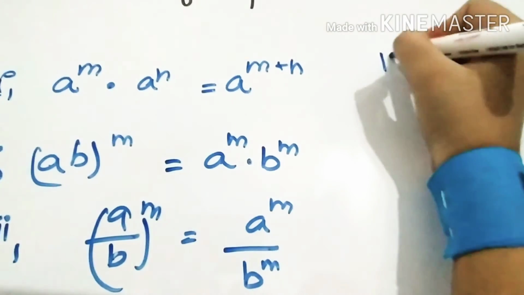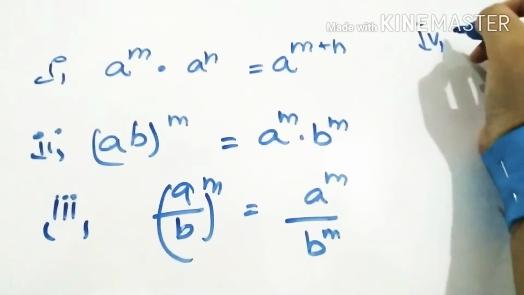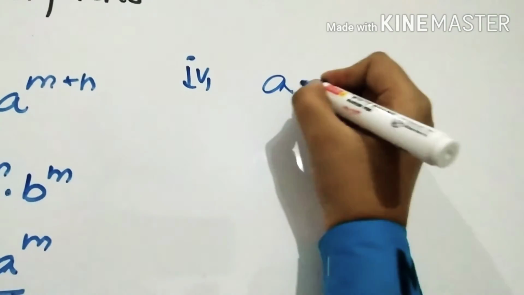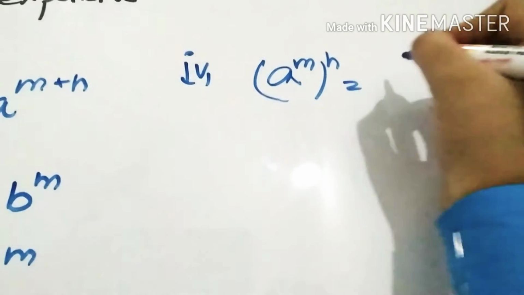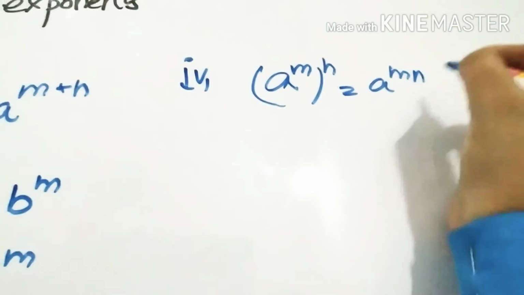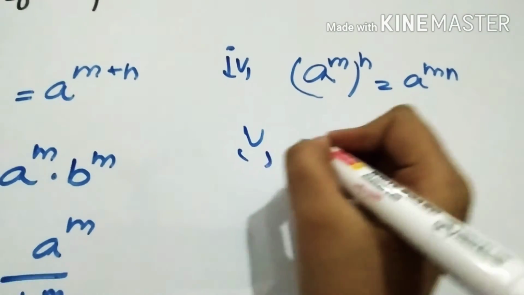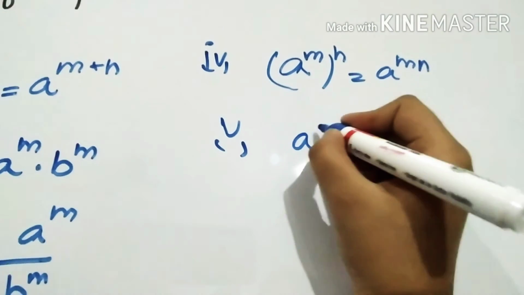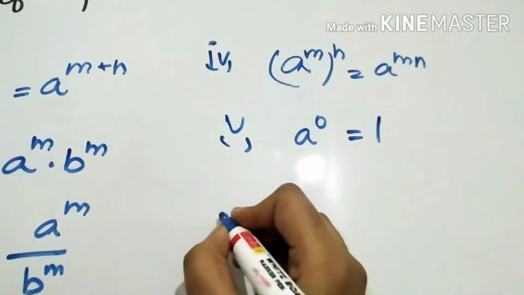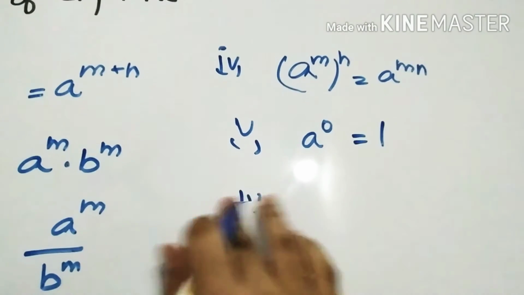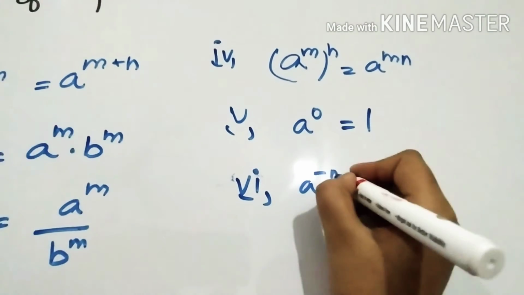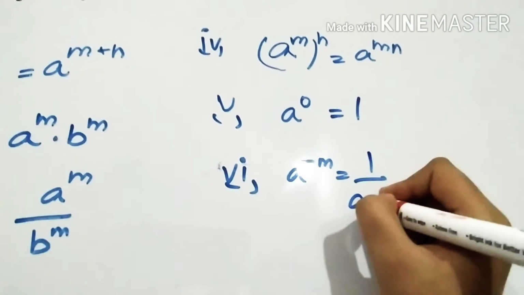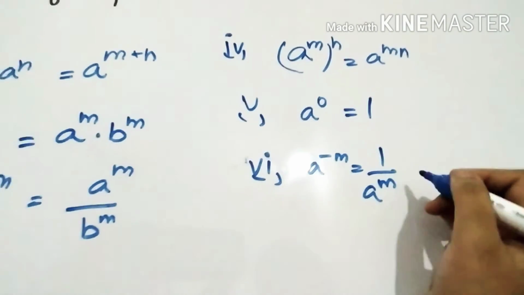Now the fourth one is (a^m)^n is equal to a^(mn). The fifth one is a to the power of 0 is equal to 1, and the sixth one is a^(-n) is equal to 1 by a^n.